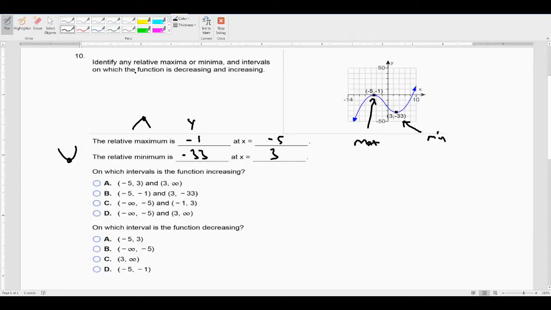Now we're looking for increase and decrease. I'm going to erase this to get that out of my way. For the increase and decrease, we're looking where it's going up and where it's going down. And we're looking for x values only. So what I'm going to do is mark this off.